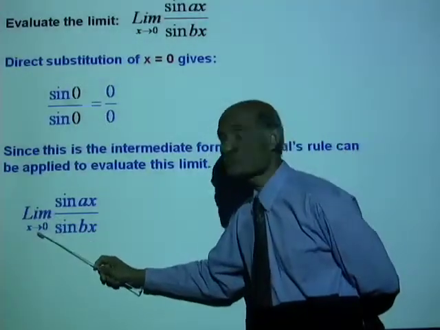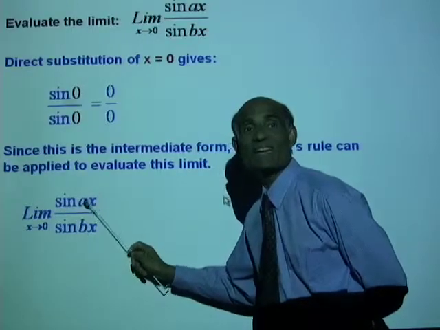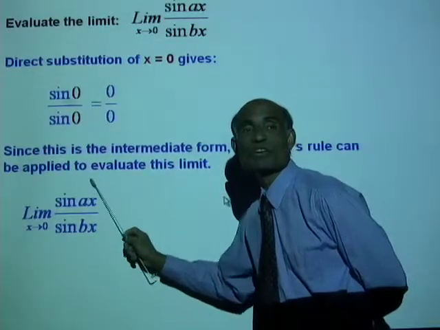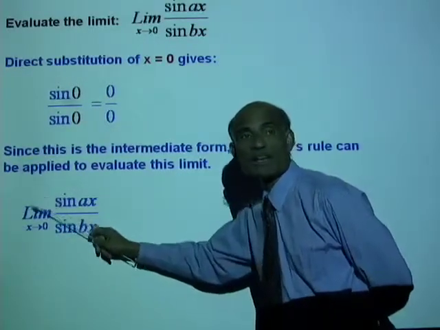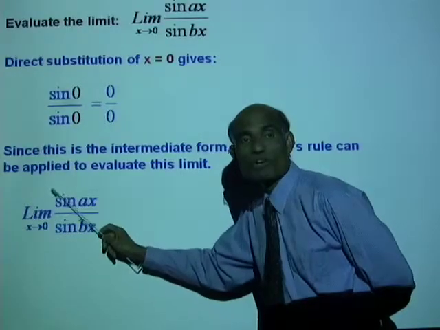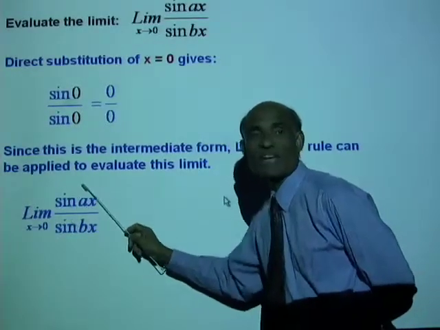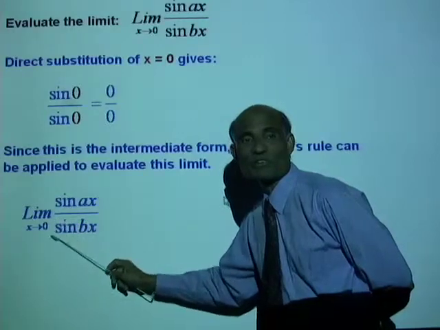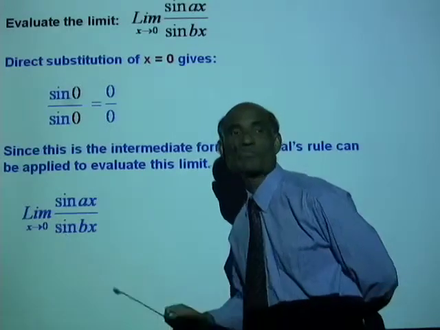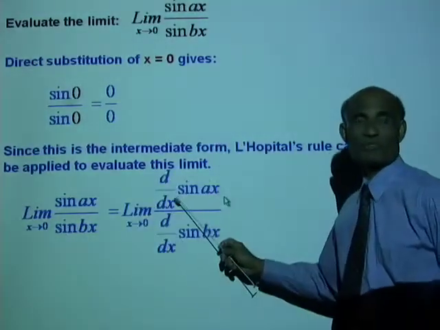Limit x approaches 0, sine ax over sine bx is the same as limit x approaches 0, derivative of sine ax with respect to x divided by derivative of sine bx with respect to x.